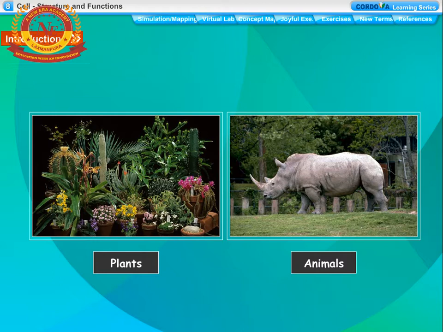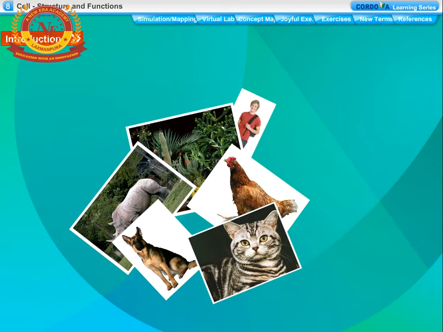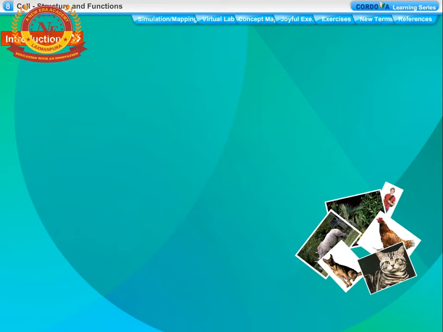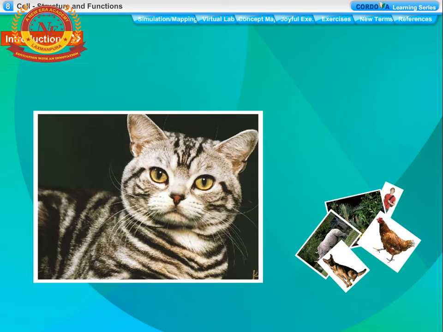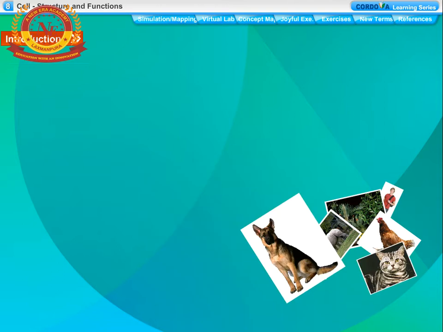Amongst the living organisms, these are broadly classified into plants and animals. All these organisms look different from each other. However, all of them are made up of microscopic units called cells.